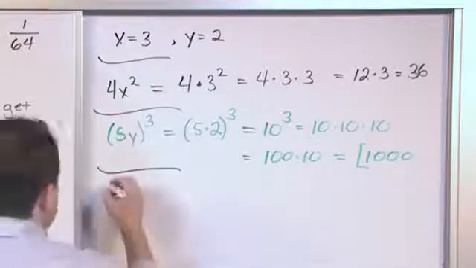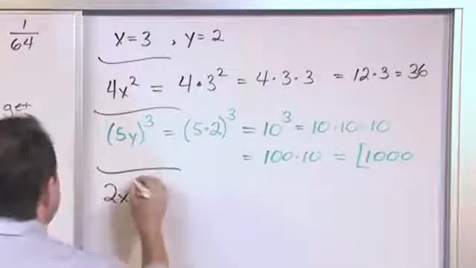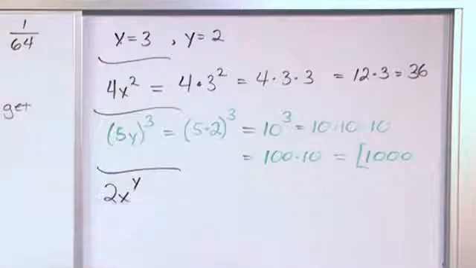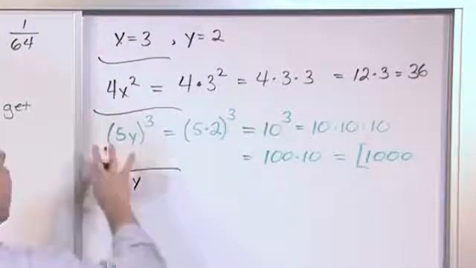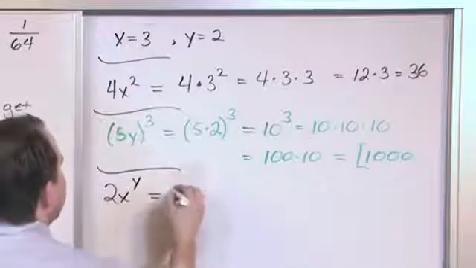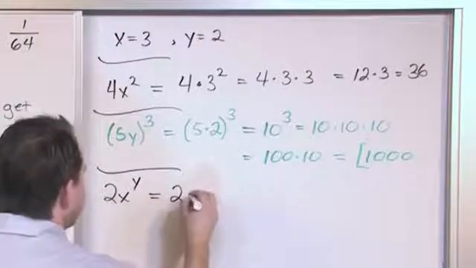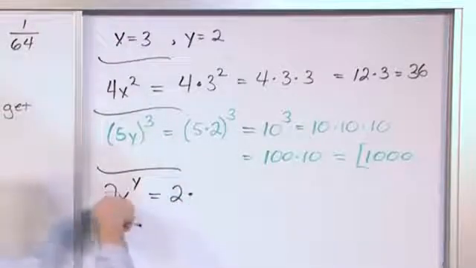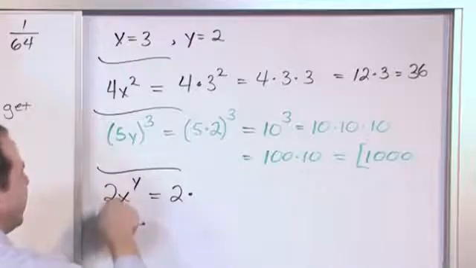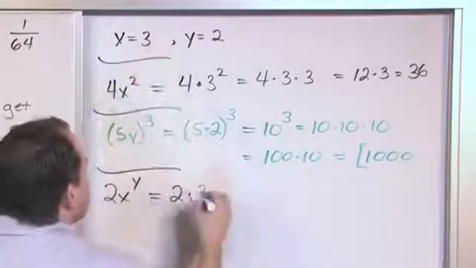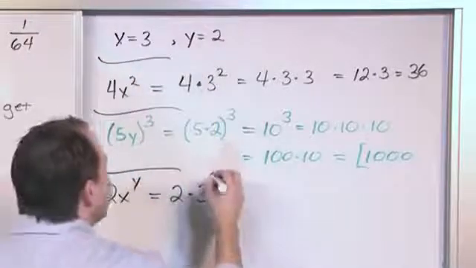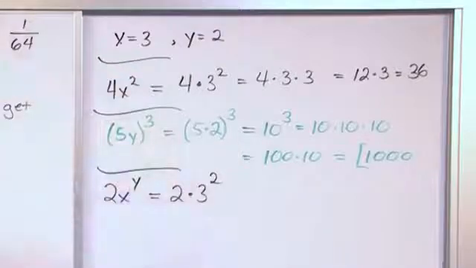All right, what if we have 2x raised to the y power? Now, this looks more complicated, right? But don't worry about it. It's like a jigsaw puzzle. You just put in what you know. 2 times, you have to multiply here because it's an implied multiplication because it's sitting there. x is 3 raised to the y power, which is 2.